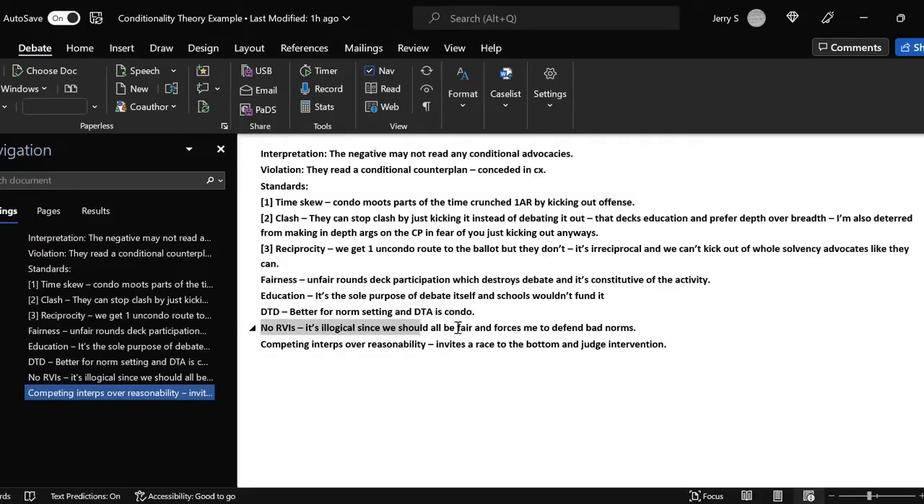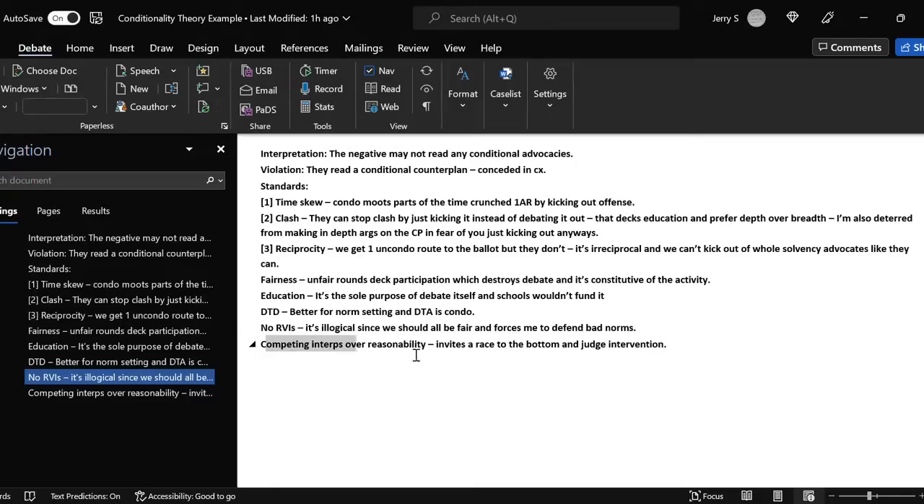Next we have no RVIs, which is you shouldn't have a reverse voting issue. The justifications here are that it's illogical since we should all be fair, i.e. if you prove that you meet the interpretation that we set, just because you're fair doesn't mean that you get to win the round because of it. And also it forces me to defend against bad norms, because if you prove that the interpretation we set is bad and abusive, we're forced to debate against that, or we're forced to continue defending the interpretation as to not lose to the RVI, and that creates bad norming in the round, which is bad.